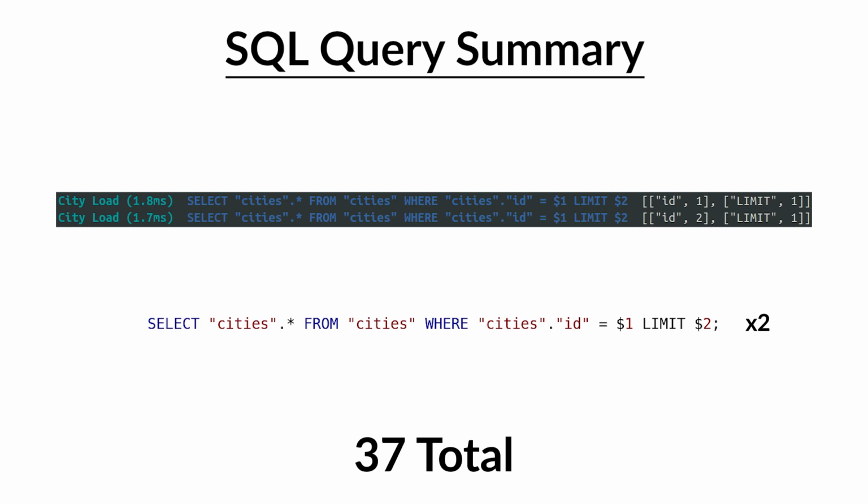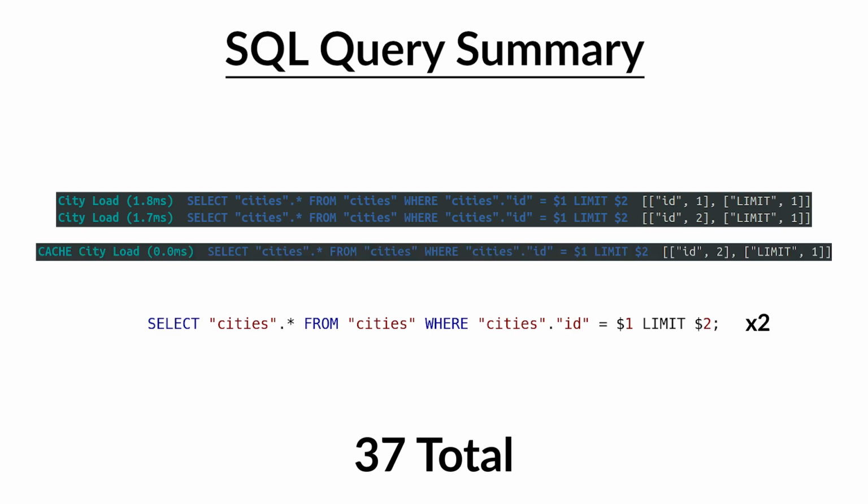This is because 2 of the authors belong to the same city, so when we ask the second author for their city, it generates the SQL query to ask for their city, but because the query is identical to a previous query, the Rails Query Cache returns the cached response without hitting the database. The other queries cannot be cached in this way because they all use different IDs.